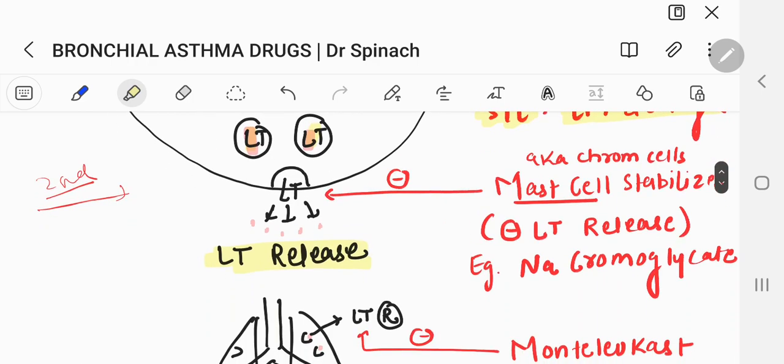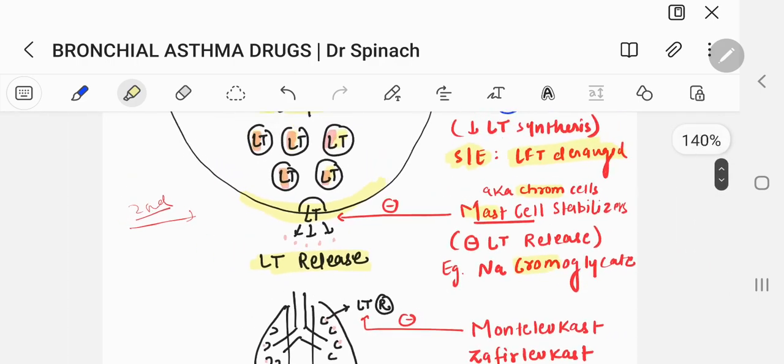The next thing that you can do is inhibit the release of leukotriene. You can stabilize the membrane of mast cells. These are known as mast cell stabilizers. Mast cells are also known as chrome cells, and therefore the drugs that we use as mast cell stabilizers usually have chrome in them. So, sodium chromoglycate.